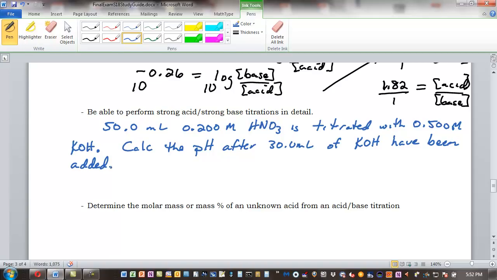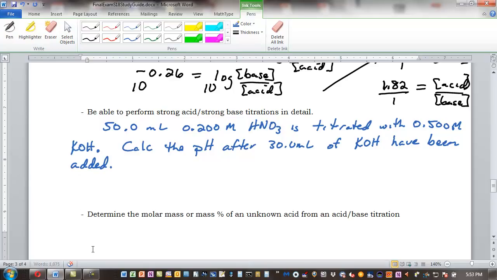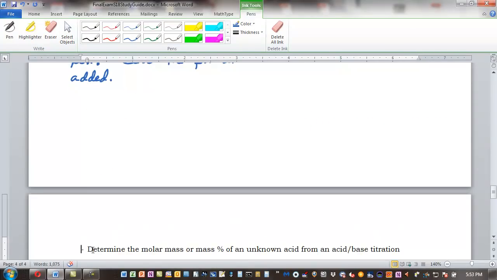Okay, so we're starting with strong acid. We're going to add the strong base. Calculate the pH after we've added 30 milliliters. All right, so it's always good to have a correct reaction. This one's pretty easy.